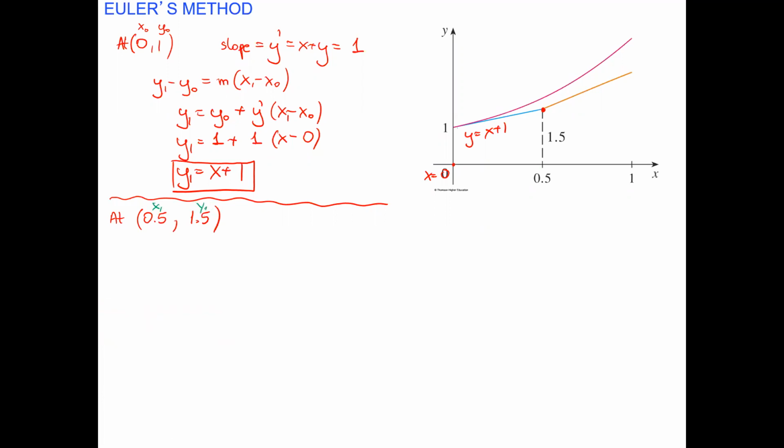x1, y1. Okay, and let's find. That means now the new slope at the point (0.5, 1.5) will be still the derivative, which is defined as x plus y. Half plus 1.5 is 2. Okay, that means this is the new slope, and I think it will be that yellow line.